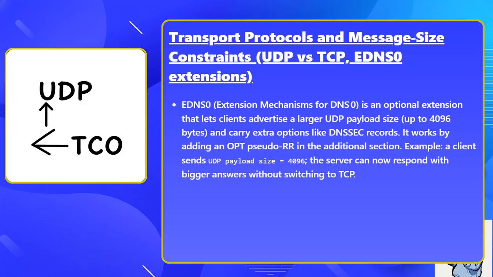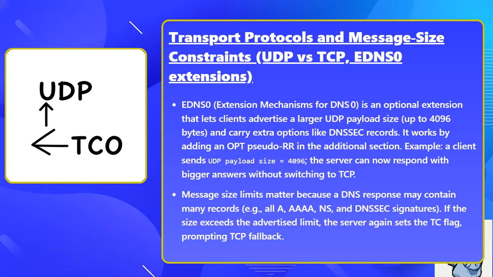EDNS0, extension mechanisms for DNS, is an optional extension that lets clients advertise a larger UDP payload size, up to 4096 bytes, and carry extra options like DNSSEC records. It works by adding an OPT pseudo-RR in the additional section. Example: a client sends UDP payload size equals 4096. The server can now respond with bigger answers without switching to TCP. Message size limits matter because a DNS response may contain many records, for example all AAAA, NS, and DNSSEC signatures. If the size exceeds the advertised limit, the server again sets the TC flag, prompting TCP fallback.